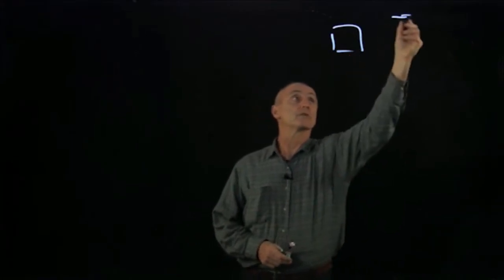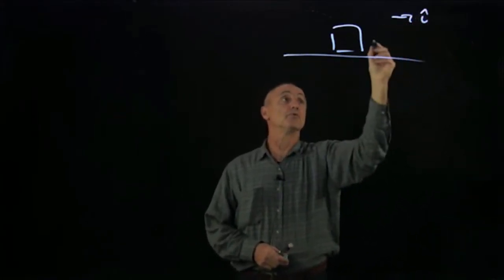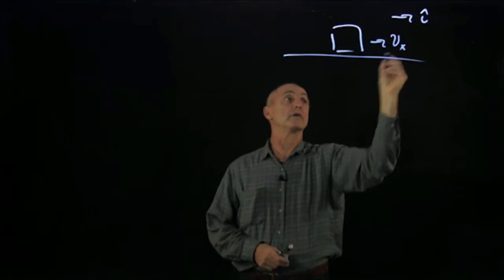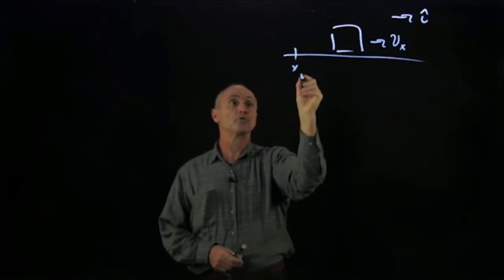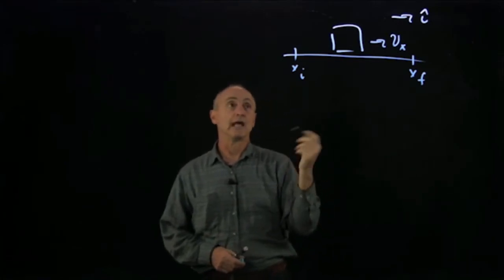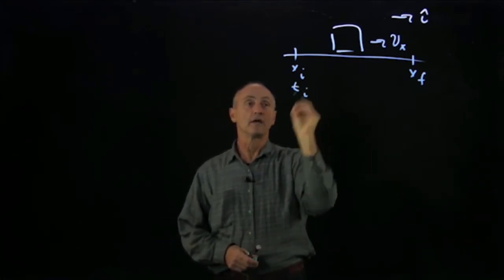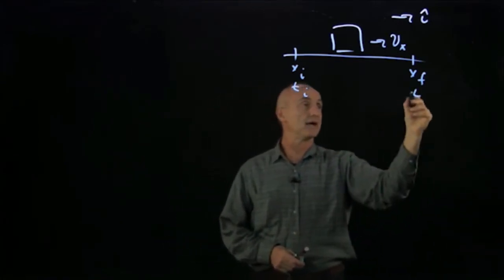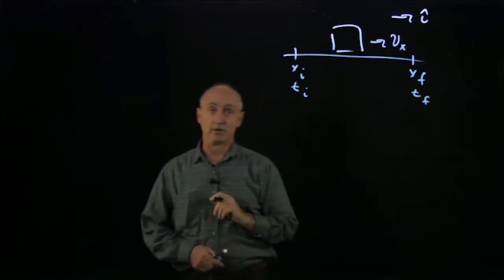I'd like to now show you two mathematical facts about how we integrate quantities of motion. Suppose we have an object, let's call this the i-hat direction, and it's moving, and it has an x component of velocity. And suppose it starts at some initial position and goes to some final position. And in the initial position, it was at time t initial, and the final position was at t final.